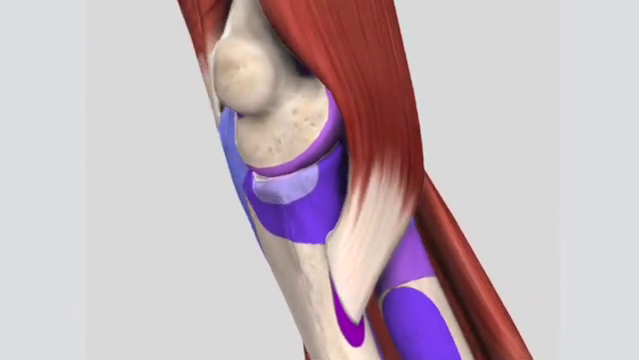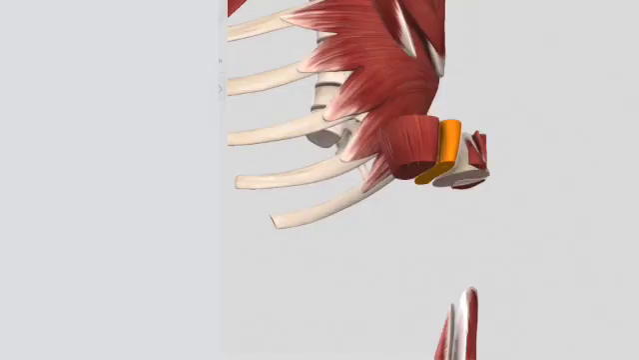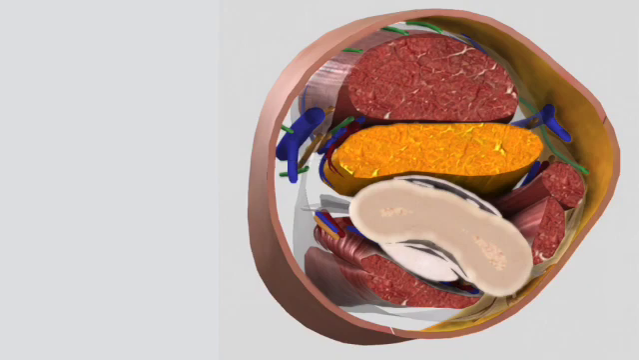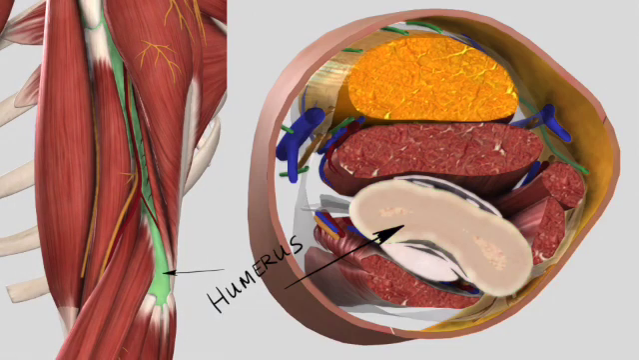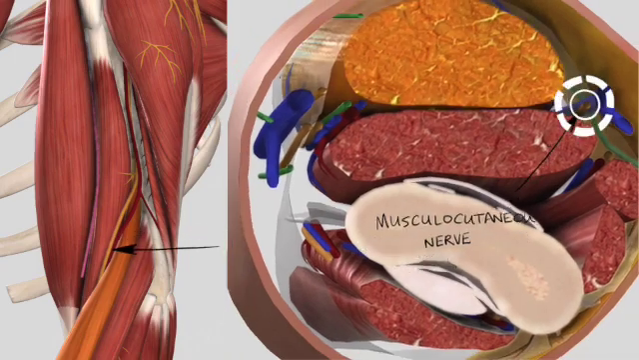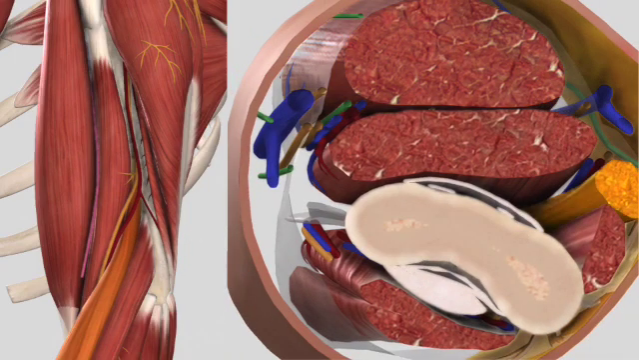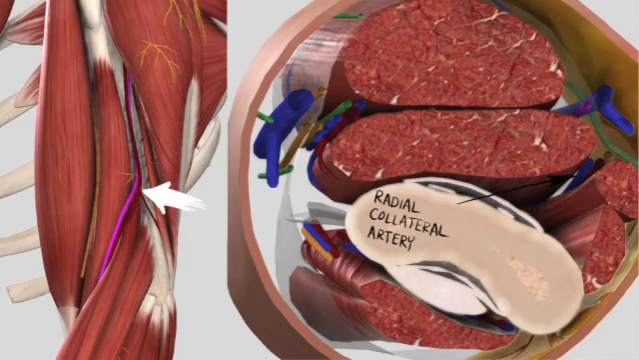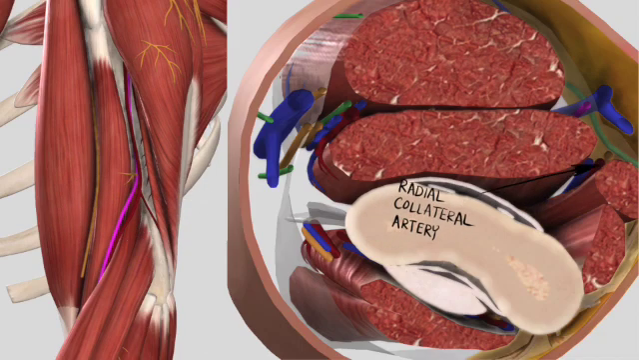Anatomic relationships. The brachialis muscle is found in the anterior compartment of the arm. It is a flat fusiform type of skeletal muscle. It is located anterior, superficial, to the humerus, posterior, deep to the biceps brachii muscle and the musculocutaneous nerve. It's medial to the brachioradialis muscle, radial nerve, and the radial collateral and radial recurrent arteries.